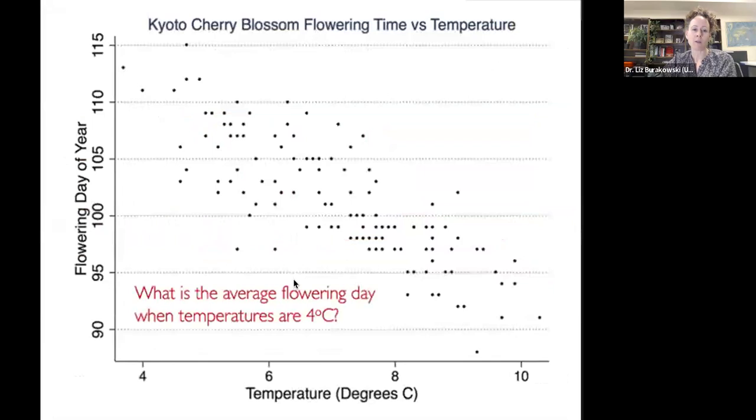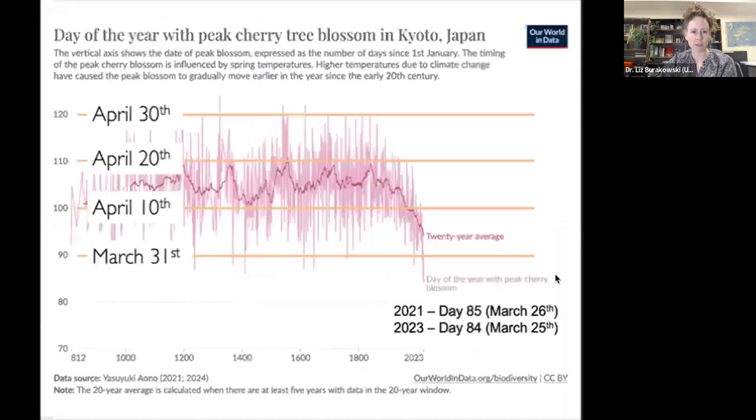So if we look at the flowering day of the year, again, this is about the end of March, you're on day 90 to orient yourselves, getting up into April as you go up the y-axis. And we can ask ourselves what the average flowering day was when the temperature was about 4 degrees Celsius. So if you look over here and you look up here, it's typically around day 110 or 115. Going back to this graph, that tells you that it's probably around April 20th or so.